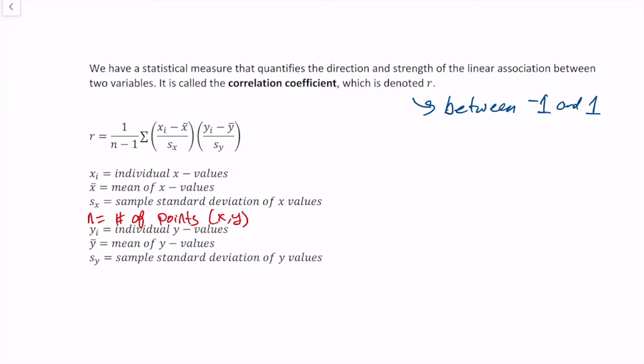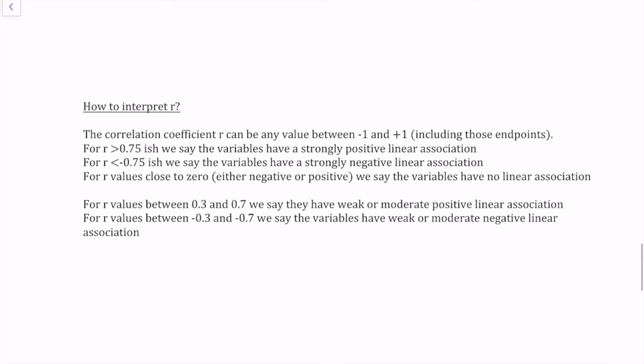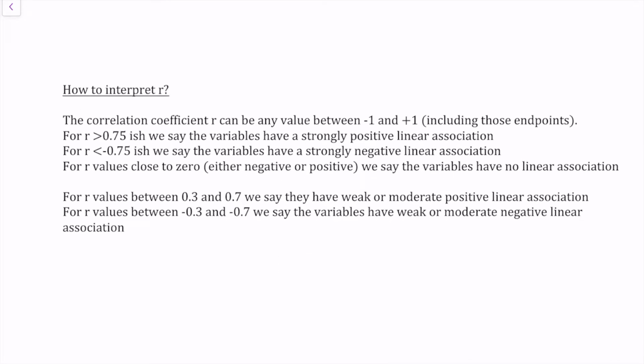But once we get this value out, as I told you, it goes between -1 and 1. So how in the world do we interpret what R is trying to tell us? Well, as you can probably imagine, the closer we are to -1 or +1, the stronger the association. So the closer we are to -1, the stronger the negative linear correlation. The closer the correlation coefficient is to +1, the stronger the positive association is.